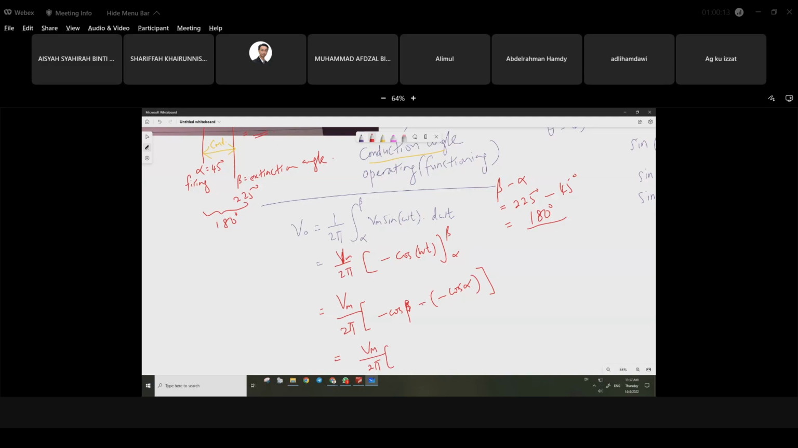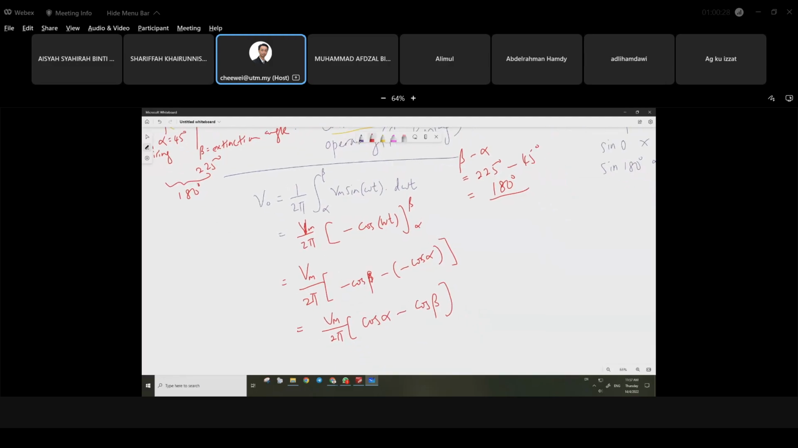It becomes what? Negative becomes positive. That will be cos alpha minus cos beta. Do we know the values? Alpha is, beta is. Silence. So Vm, what is Vm given in the question?